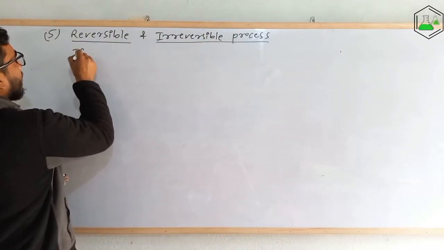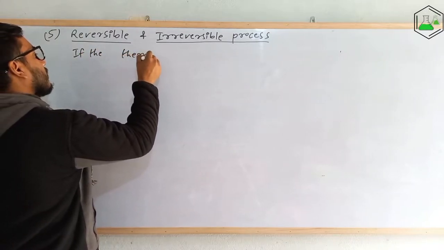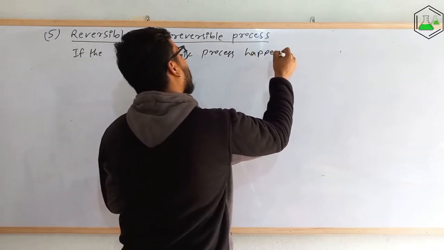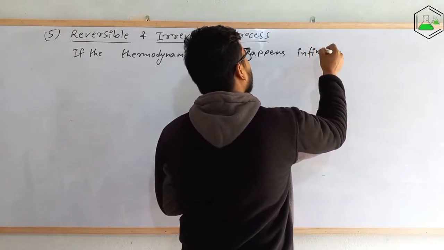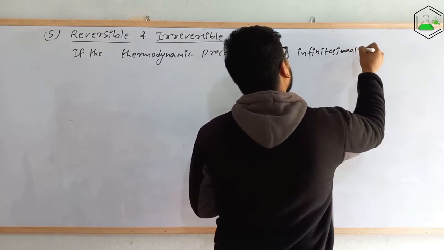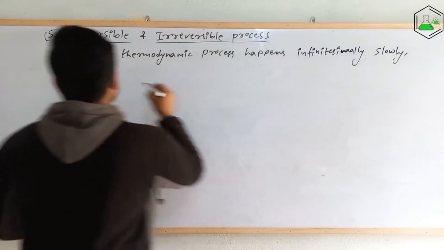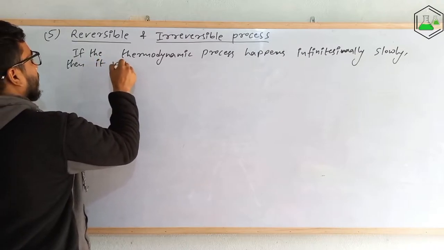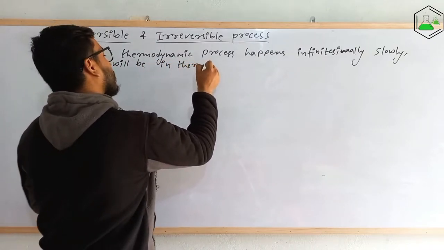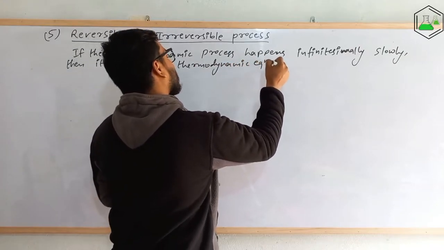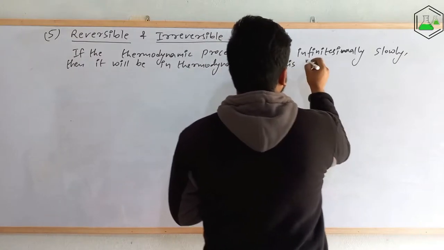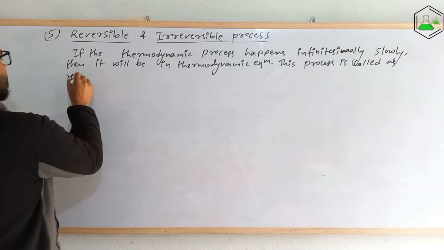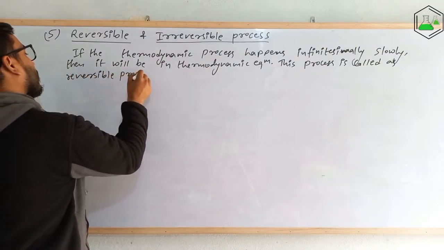For a reversible process, if the thermodynamic process happens or takes place infinitesimally slowly, then it will be in thermodynamic equilibrium. This condition or this process is called a reversible process.